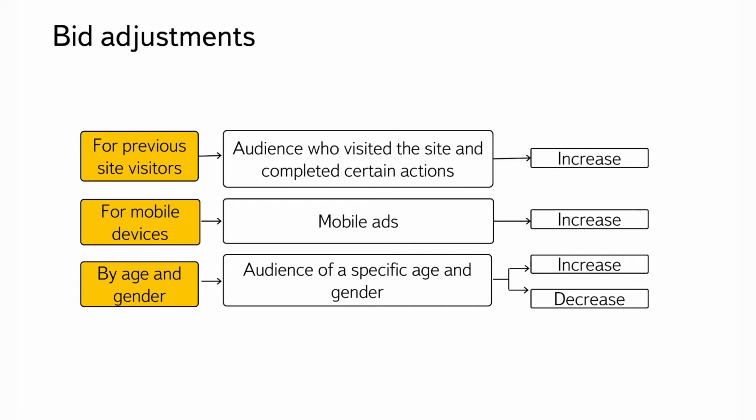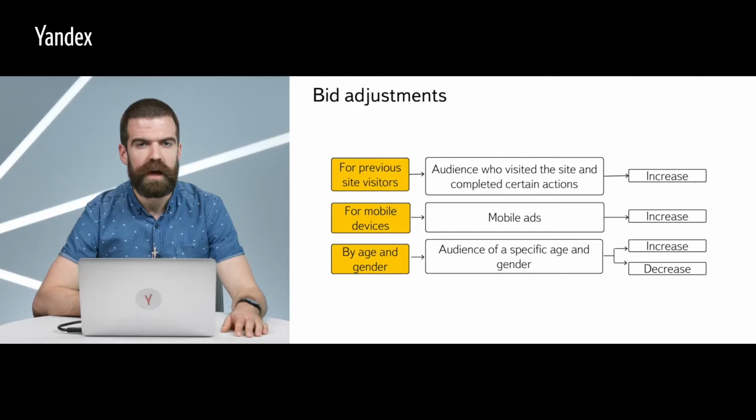If you are interested specifically in mobile users, then you can increase your bids to get more mobile traffic. And finally, we can set bid adjustments for a certain gender or age group. This is especially relevant if you know that a certain gender or age group makes purchases on your site more often than others.